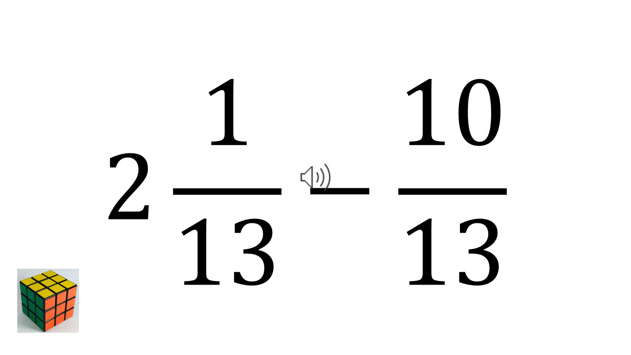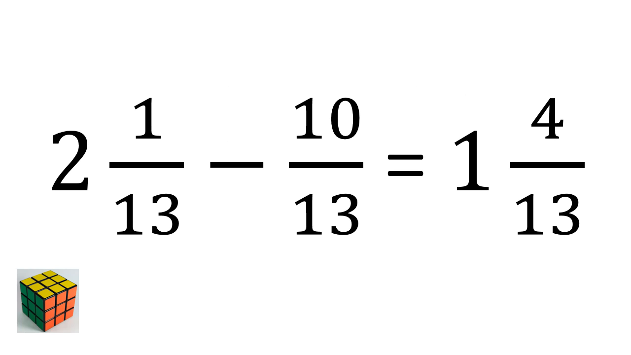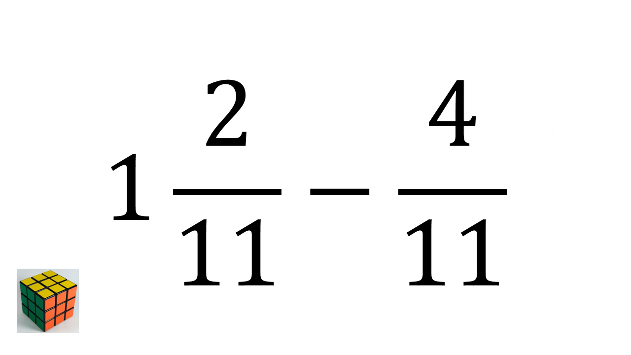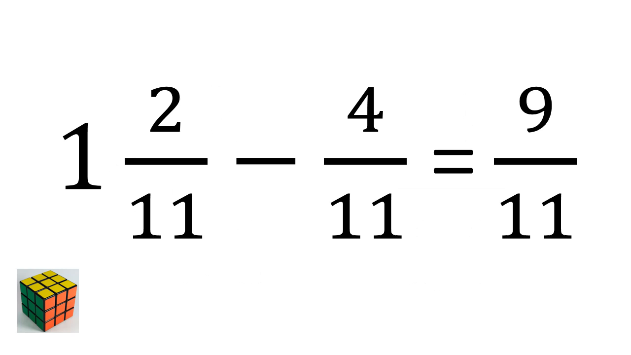2 and 1/13 minus 10/13. 2 and 1/13 minus 10/13 equals 1 and 4/13. 1 and 2/11 minus 4/11. 1 and 2/11 minus 4/11 equals 9/11.